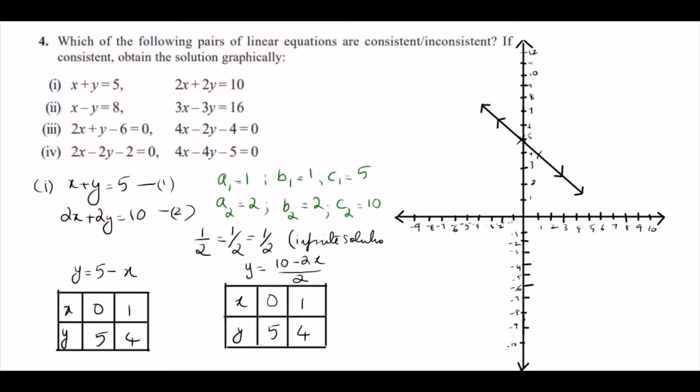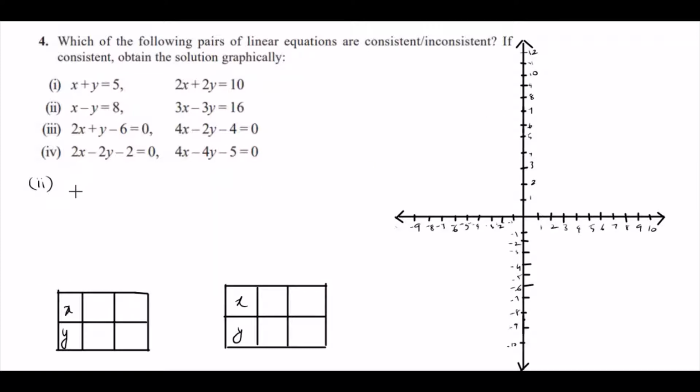As there are solutions, you can say these two equations are consistent. In the question they have asked, if consistent, obtain the solution graphically. So we have to draw the solution table for the two equations. For the first equation, 0, 5 and 1, 4 are the solution. The solution for the second equation is also the same, that is 0, 5 and 1, 4, because these two lines are coincident. So this is the graphical representation of the solution. All the points on this line will be solutions for this pair of linear equations in two variables.